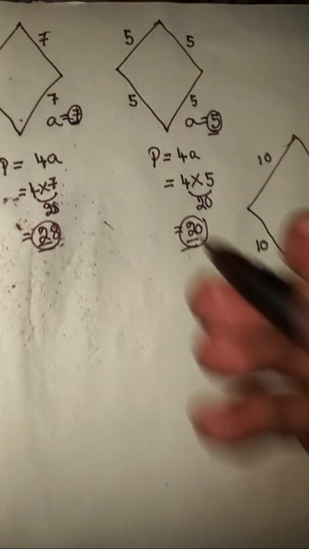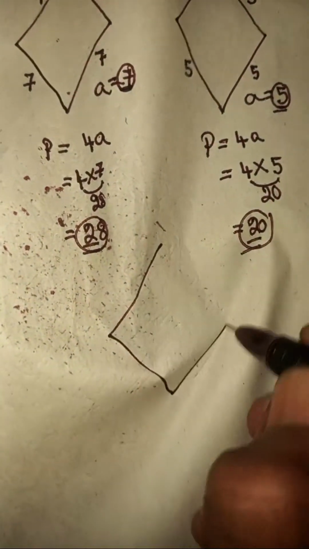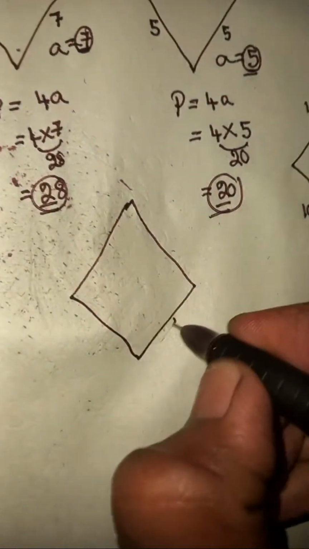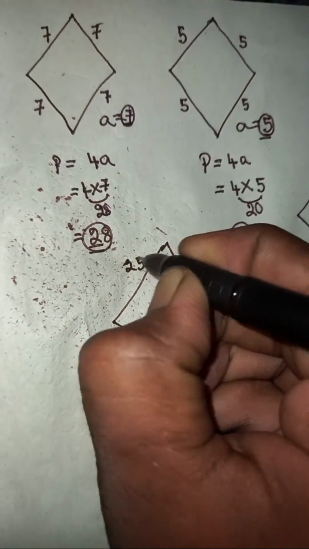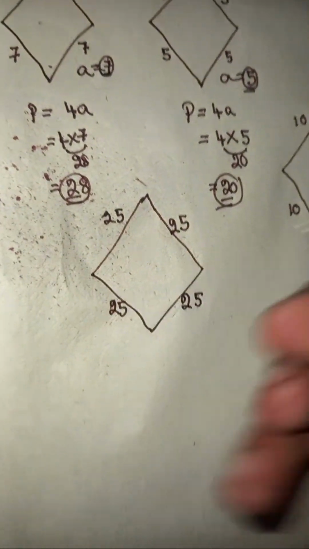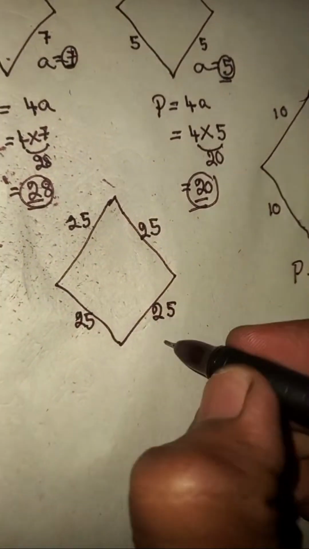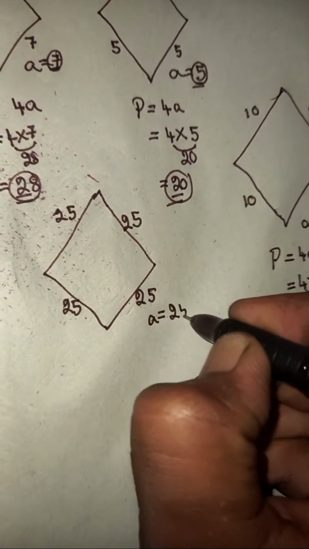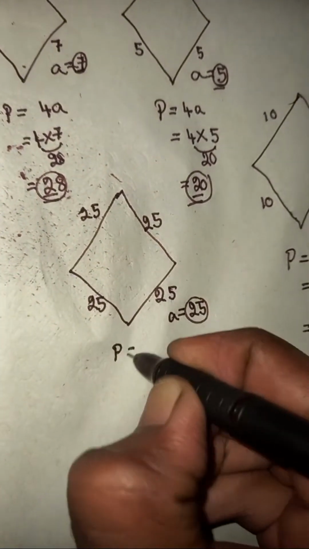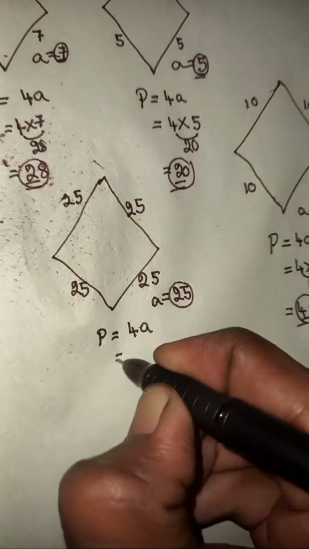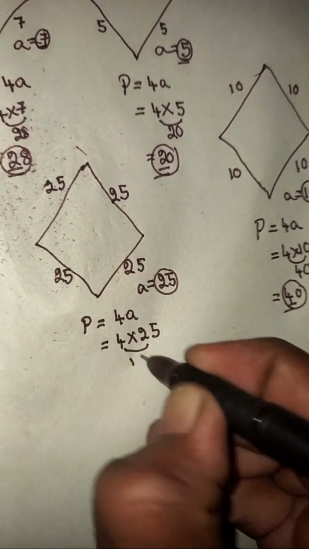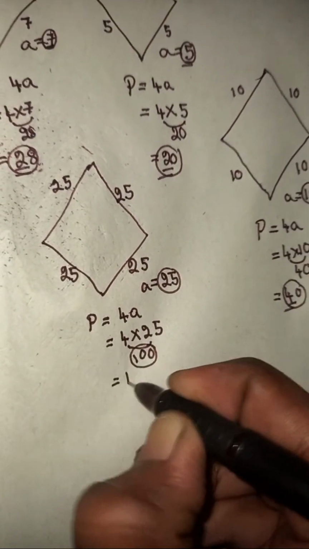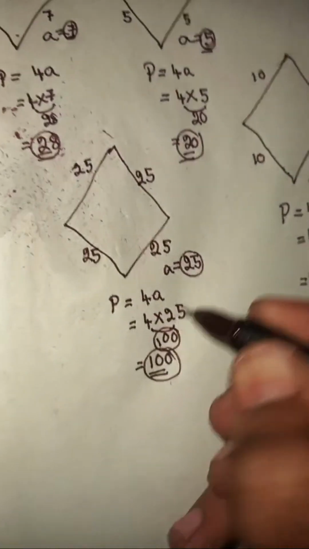Take the last problem. Here they have given the side length as 25 units, so all side lengths are going to become 25 units. Now you can find the perimeter like this. Perimeter is equal to 4a, that means 4 times 25. 4 times 25 becomes 100. So 100 units is the perimeter of this rhombus.